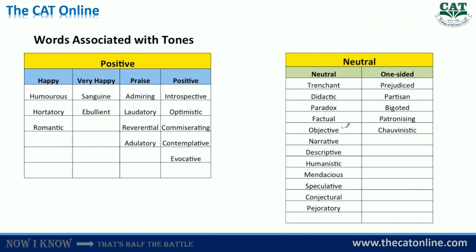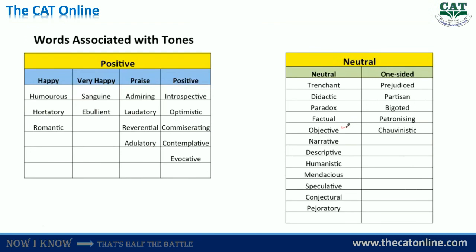Again, it may be a humanistic tone, or it may be a conjectural tone. It may be anything. It may be a didactic tone. A didactic tone is one wherein you're giving some moral lectures, right? So if you find a text that discusses philosophy and how things should be done, you're presenting a lecture over something, so that becomes a didactic tone.